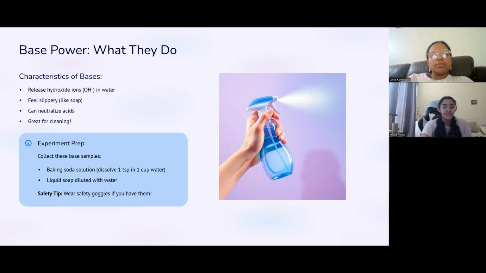Now, here's another experiment prep. Collect these base samples. Baking soda solution, so dissolve 1 teaspoon in 1 cup of water, and then liquid soap diluted with water.